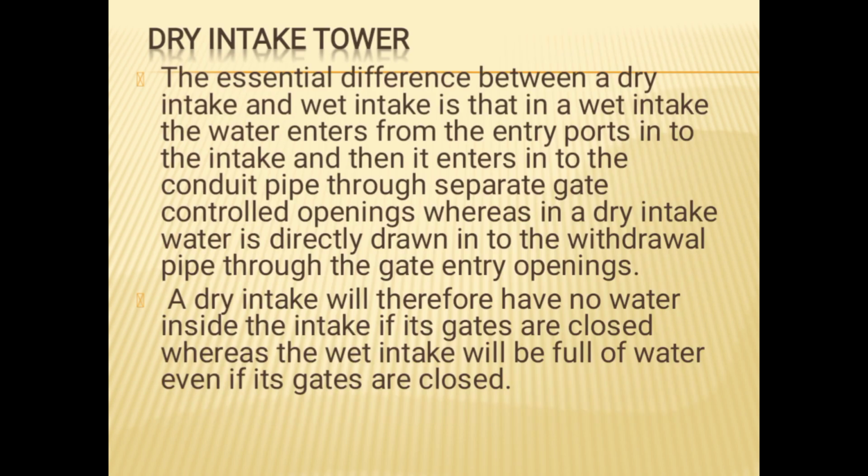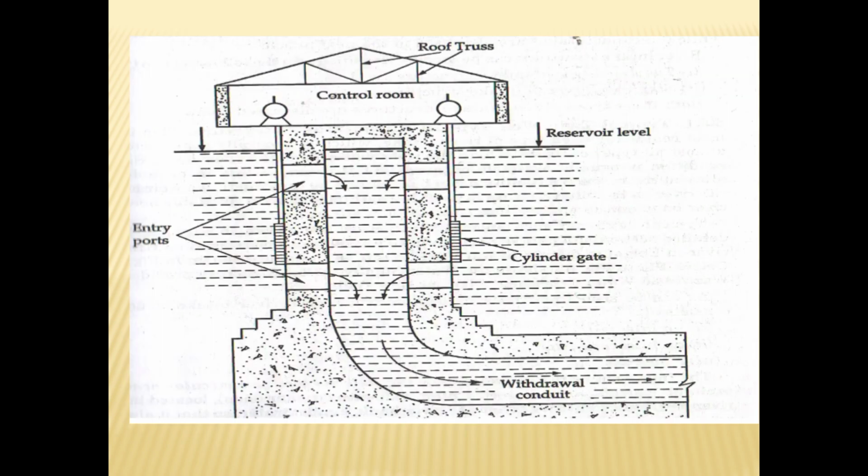Dry intake tower. The essential difference between dry intake and wet intake is that in the wet intake, the water enters from the entry port into the intake and then it enters into the conduit pipe through separate gate controlled openings. Whereas in dry intake, water is directly drawn into the withdrawal pipe through the gate entry openings. That is the major difference between dry intake and wet intake towers. Water directly enters the main withdrawal conduit pipe in dry intake towers.